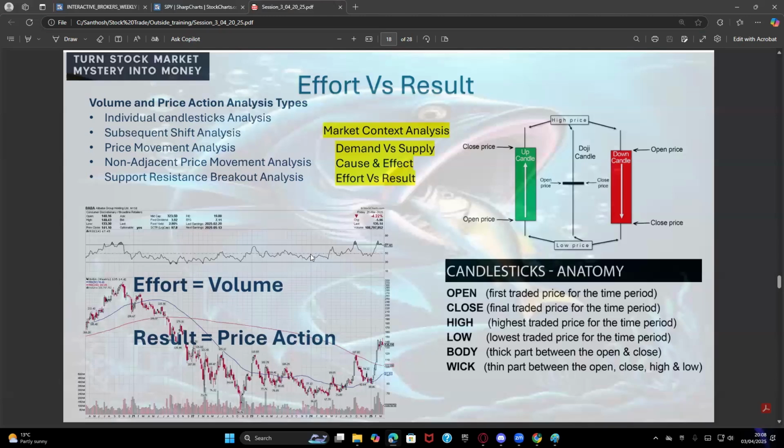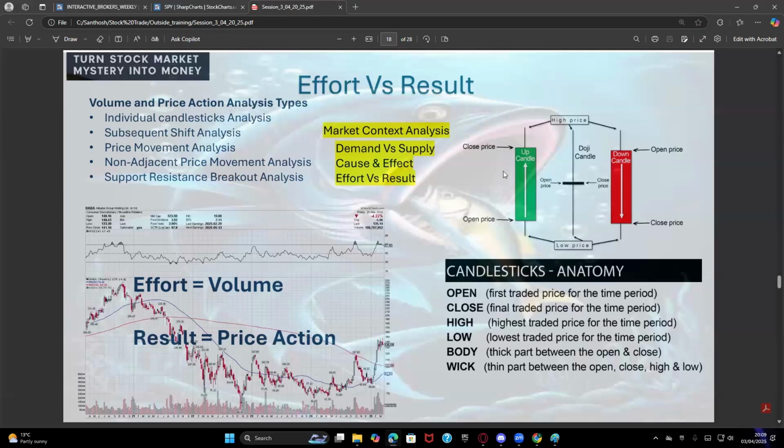So the major key topic we are going to see is how to read the chart and how to understand the market context by using effort versus results. Effort is basically the volume, what you see here at the bottom, and the result is the price action that happened because of this volume.